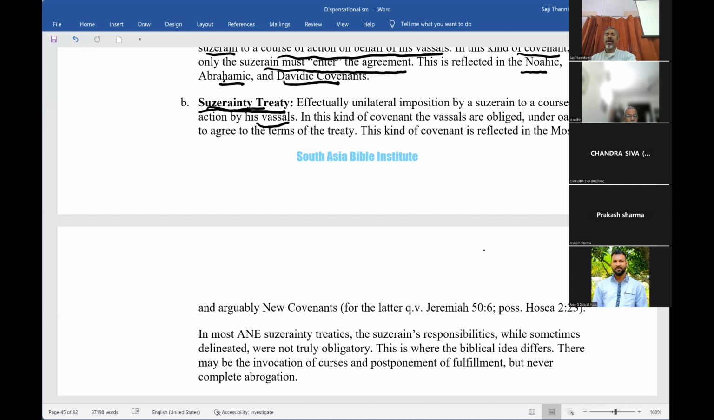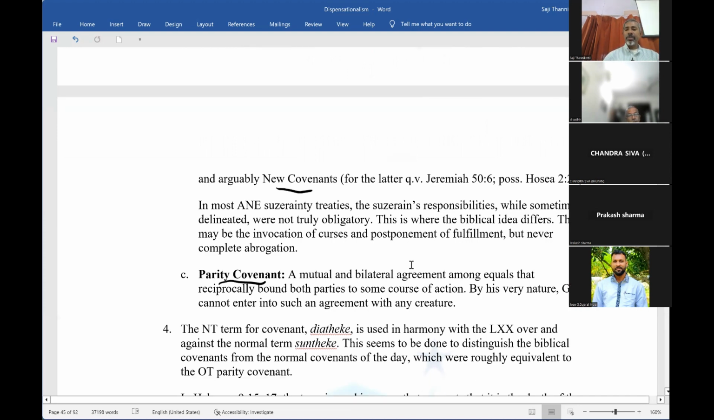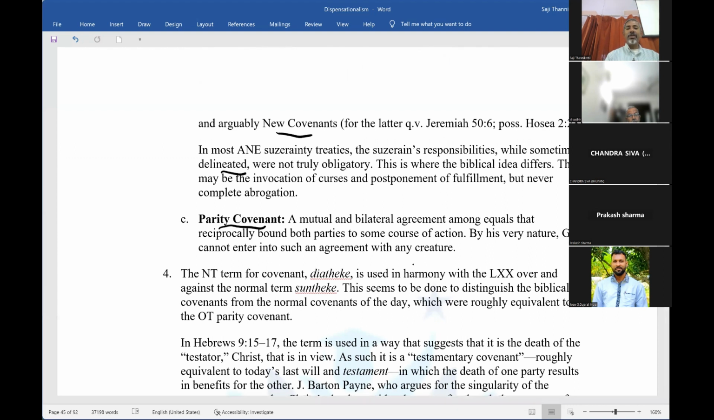In this kind of covenant, vassals are obliged under oath to agree to the terms of the treaty. This kind of covenant is reflected in the Mosaic and arguably the New Covenant, right? In most of the ancient Near Eastern treaties, the suzerain's responsibilities, while sometimes delineated, were not truly obligatory, right? So this is where the biblical idea differs.